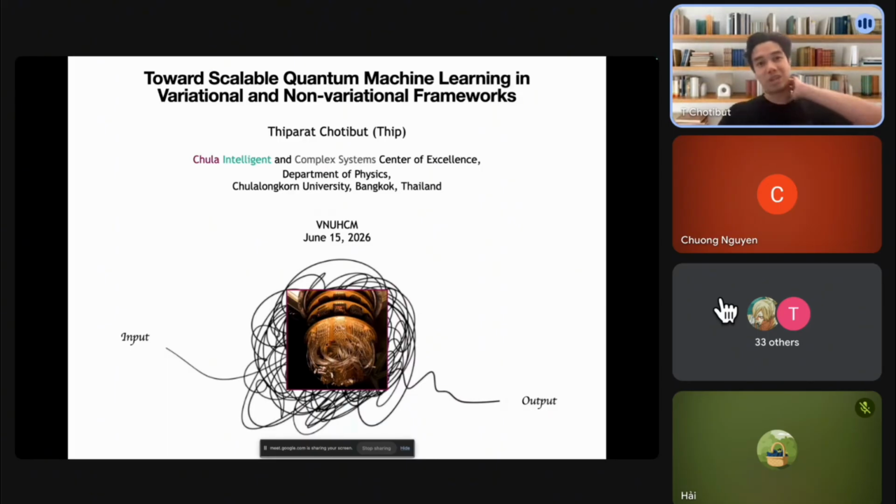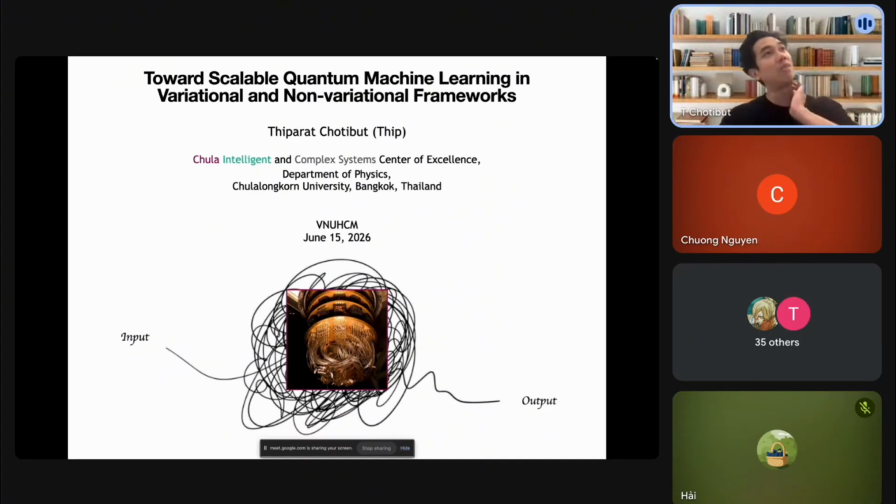One is quite well established, called the variational quantum algorithm, and I will tell you about the problem with scaling up the system size and getting quantum advantage from the usual variational quantum algorithm framework for machine learning. And then in the second part, I'll switch to more technical talks on non-variational frameworks, some quantum machine learning algorithms based on quantum reservoir computing and quantum extreme learning machines.